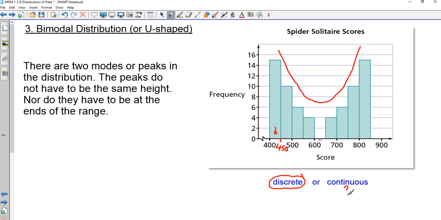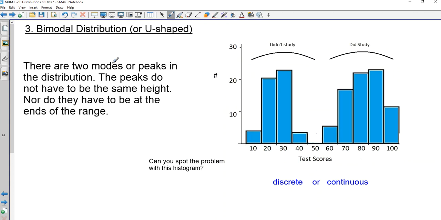We're getting to the point where we can almost think of these things as being continuous. So here's another example of a bimodal distribution, which looks a little bit less U-shaped, but still has two distinct peaks in it. And this is an example of a bimodal distribution that we actually encounter a lot in school. This is the distribution of test scores.